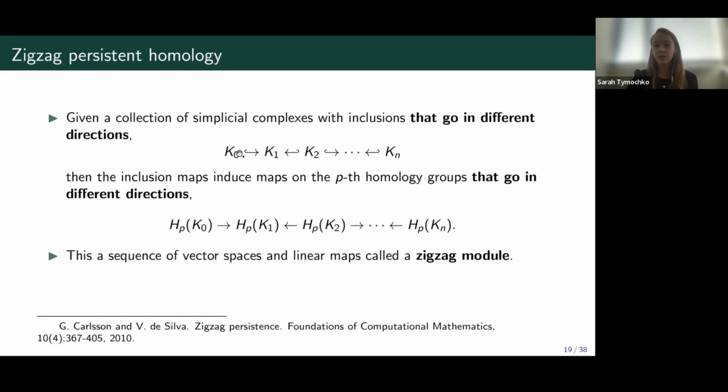So for example, they can alternate where we have one that's included into the next and then one that's included backwards. These maps still induce maps on the homology groups, and we can still calculate our zigzag persistence diagram, where now we're capturing features between these point clouds or simplicial complexes rather than in just one growing simplicial complex. We allow things to be removed or added over time.